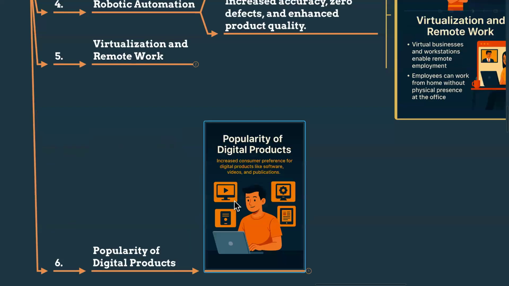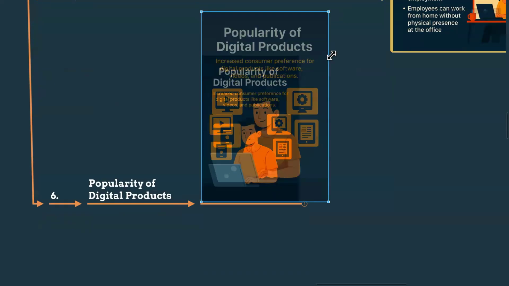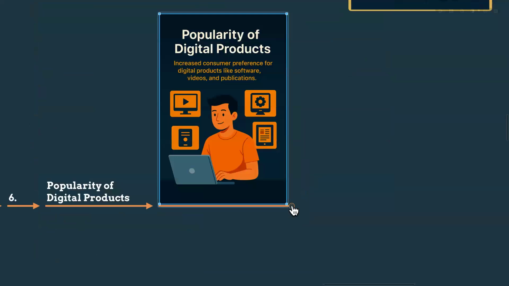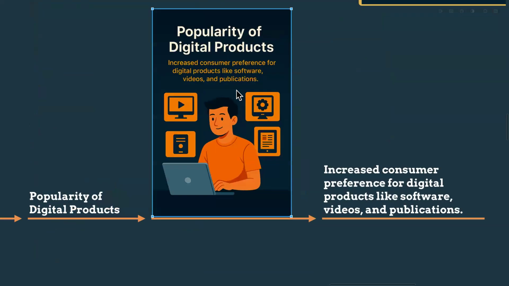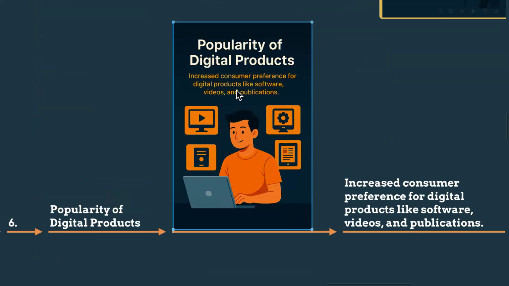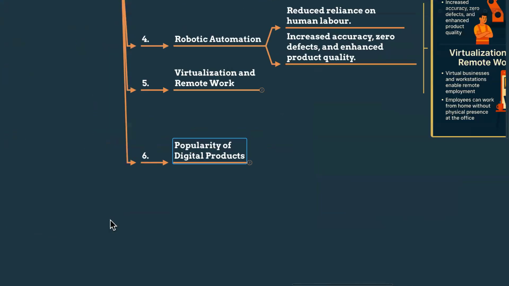And the popularity of digital products, right? It increased consumer preferences for digital products like software, videos, and publications. People prefer digital products over physical ones, right? For example, CD shops and DVD shops are closed right now because of Netflix, Amazon Prime, and the popularity of digital products. Everyone streams music online right now with YouTube Music and other streaming platforms. So this is the popularity of digital products.